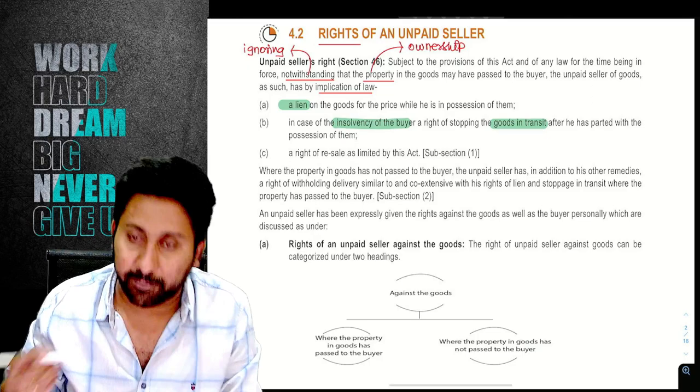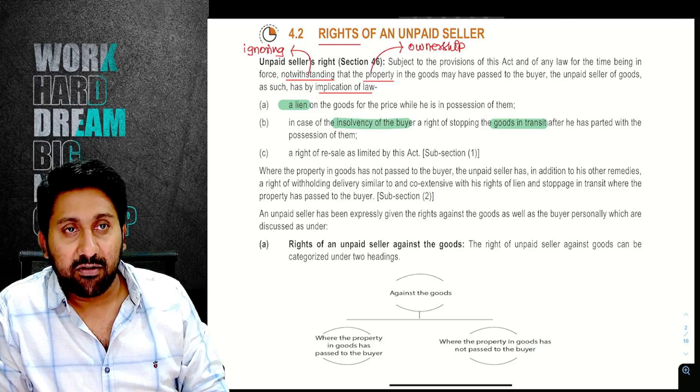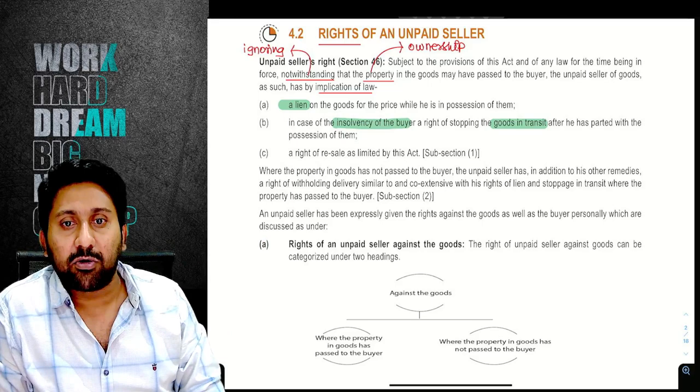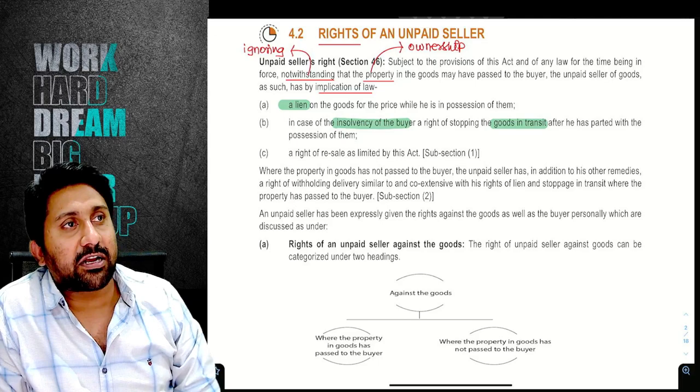That means if the goods are going during the transit period, whenever you are a buyer and I am a seller and you are at a long distance, when we have to deliver the goods, I will deliver through transit. Goods will go by a lorry or a truck. It takes around a week to reach. I am in Chennai, you are in Delhi, both in the corners of India. It will take at least a week to 10 days to deliver. Those are called goods in transit.